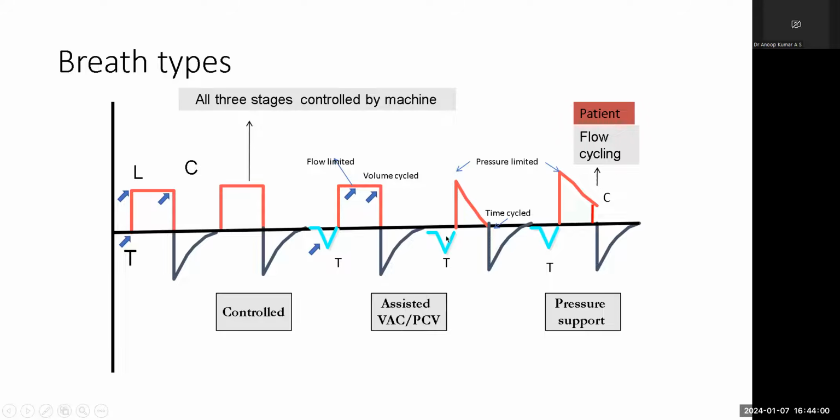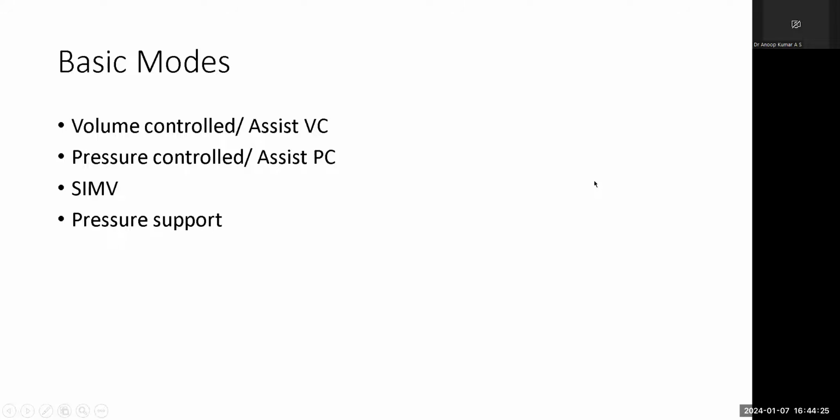Whenever you put a patient on a pressure control mode, whatever control you are keeping will be the plateau pressure. But in a volume control mode, I've already told that your volume will be constant, but the pressure will be varying. So here you have to keep an inspiratory pause or an inspiratory hold to know the plateau pressure. And it is pressure limited, then time cycled. Whereas in a spontaneous mode, the patient itself is triggering, and there is flow cycling happening there.